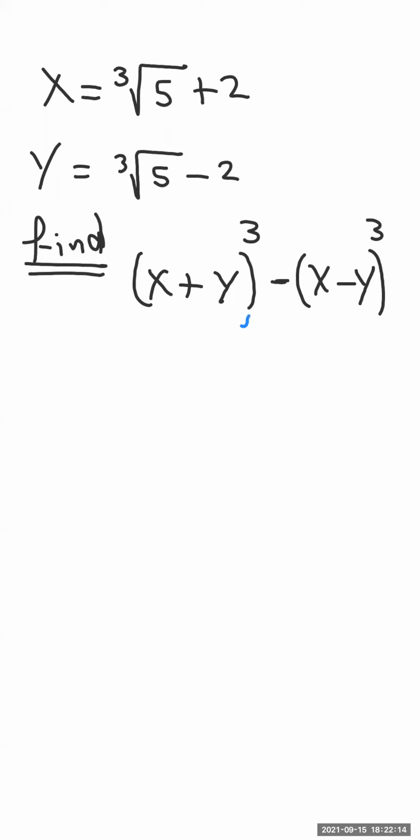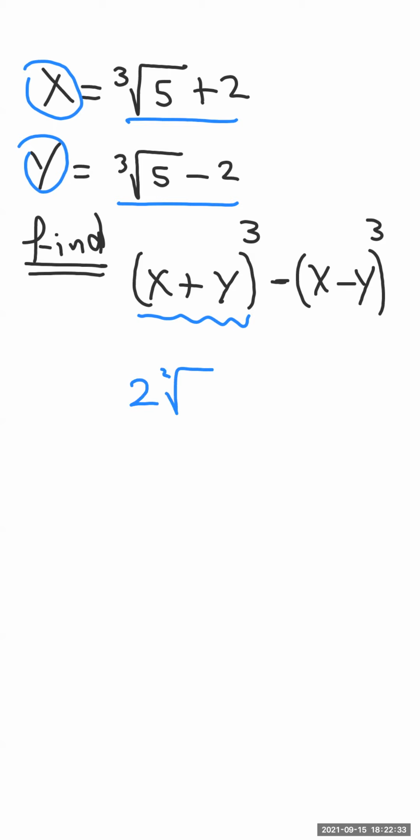Actually, guys, here x plus y to the power 3, so just add x and y. So x plus y means this term plus this term. It will become cubic root of 5 plus 2 plus cubic root of 5 minus 2. So it will equal 2 cubic root of 5, and the positive 2 and minus 2 make 0. So only 2 cubic root of 5 to the power 3. Correct? Then minus.